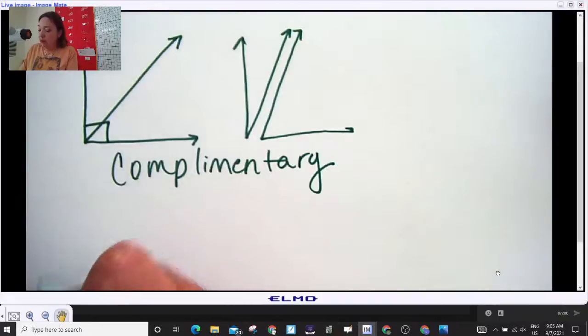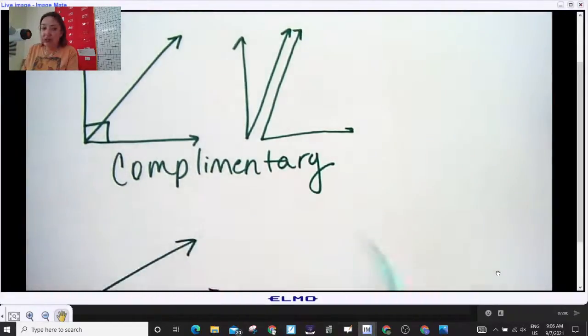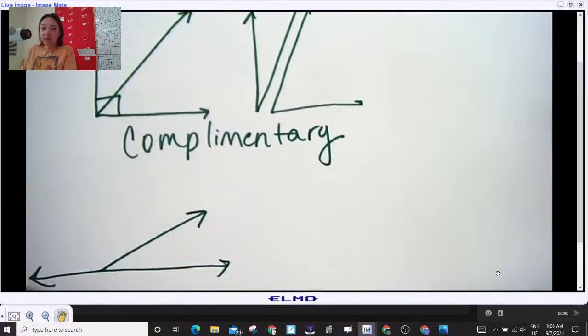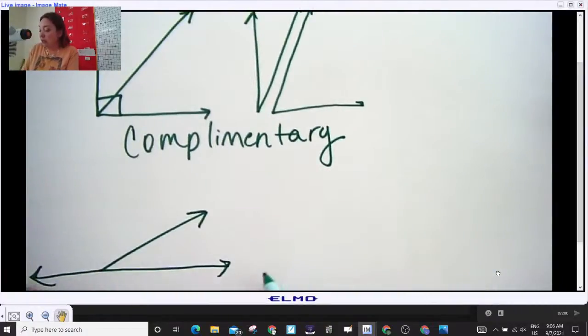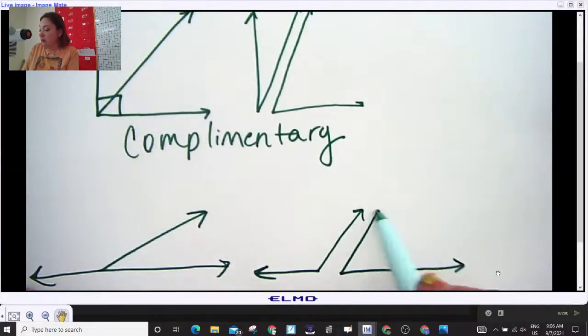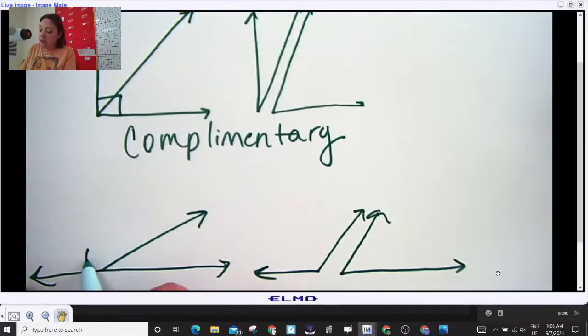Now, what if you've got two angles that add up to 180? So like this. Now, once again, they do not have to be touching. They could be not even close to each other, but add up to 180. So like this is 120 and this is 60. Or this is 100 and this is 80, right?